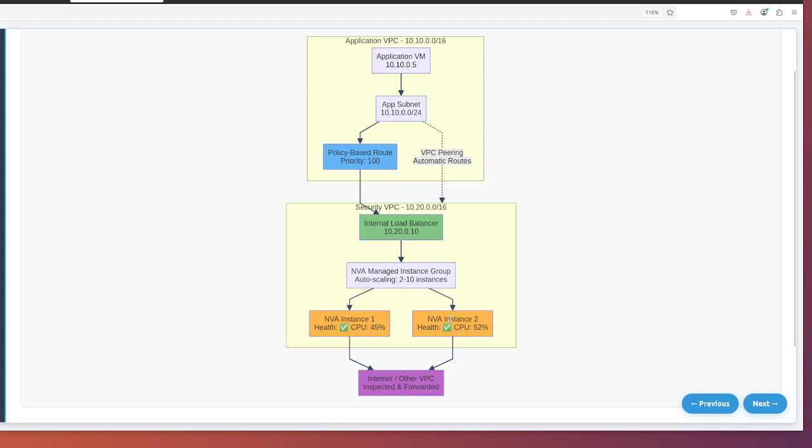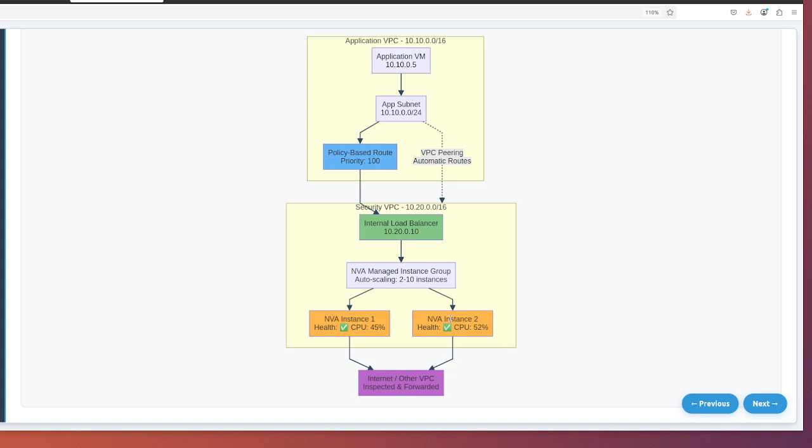Most importantly, the ILB maintains session affinity. This means that both directions of a network conversation, the initial request and the response, are handled by the same NVA instance. This is critical for stateful security appliances that maintain connection state tables.